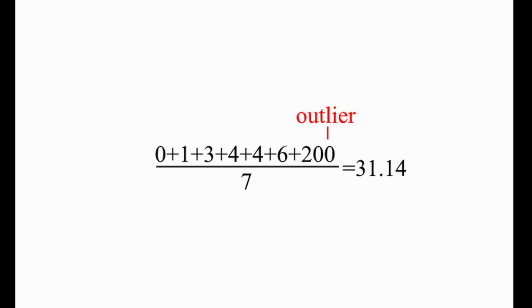0, 1, 3, 4, 4, 6 results in a mean of 3. If we were to take this data and add an outlier like 200, we would get 0 plus 1 plus 3 plus 4 plus 4 plus 6 plus 200, all divided by 7, equals 31.14. You can see the number 200 has greatly skewed the mean of this data to not accurately represent the rest of the data at all.